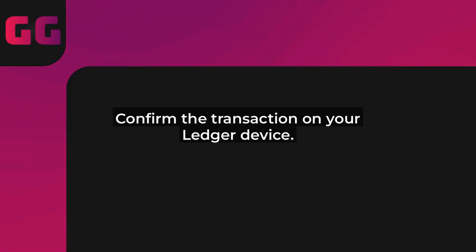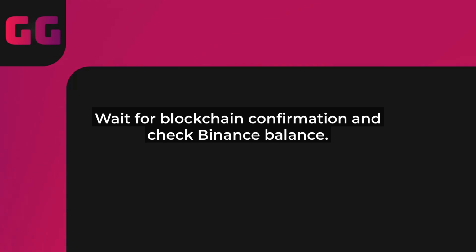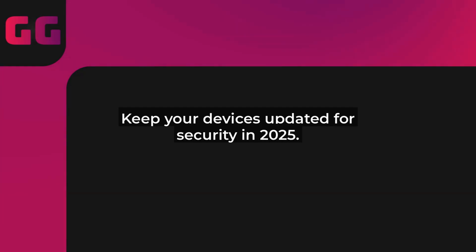It might take a few minutes for the blockchain to process, so grab a coffee and keep an eye on your Binance wallet. After it's confirmed, check your Binance balance to ensure everything arrived safely. And that's it. By following these steps, you've successfully transferred your Ethereum. Remember, in 2025, crypto tech evolves fast. So keep your Ledger firmware updated and use hardware wallets for ultimate security.